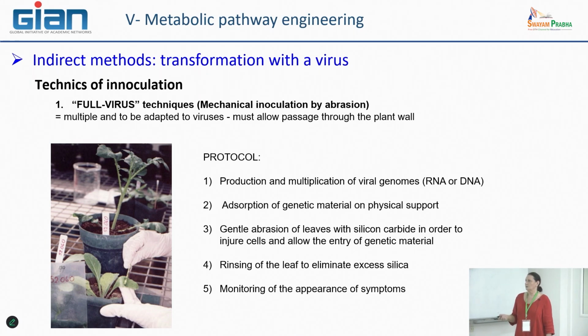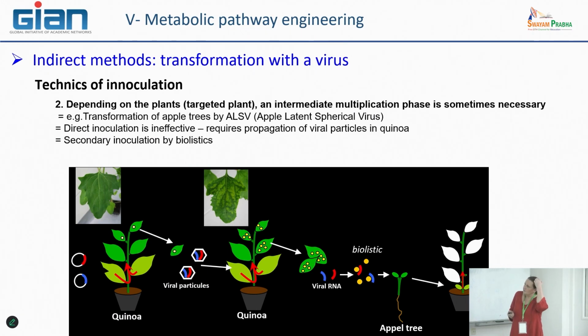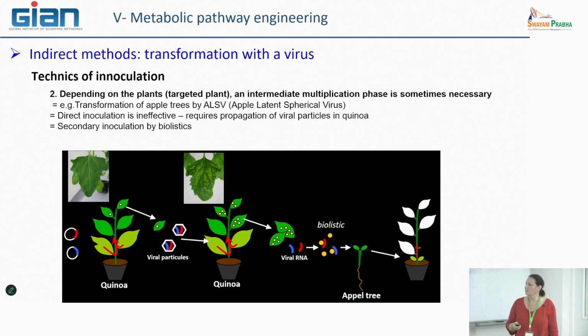So this is the way to infect a plant directly, and you need to be a little bit patient to see the efficiency of the infection, because you need to see the appearance of the first symptoms of the infection, to be sure that it is okay. So here, for example, is one of the workflows we have developed in our lab.